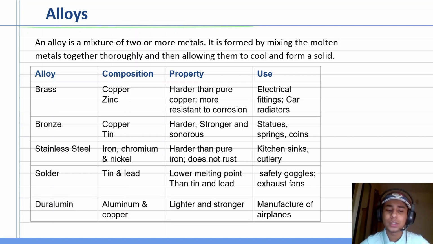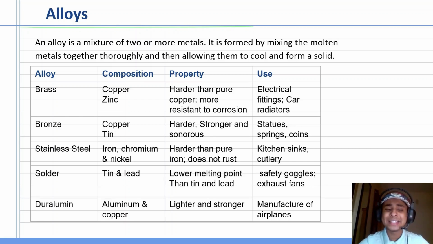Next up is bronze. It is made up of copper and tin, and it is harder, stronger, and sonorous than both copper and tin, which is why it is used to make statues, springs, and coins. The coins we use, it is made up of bronze.